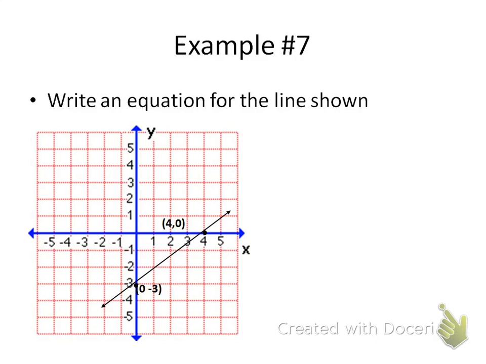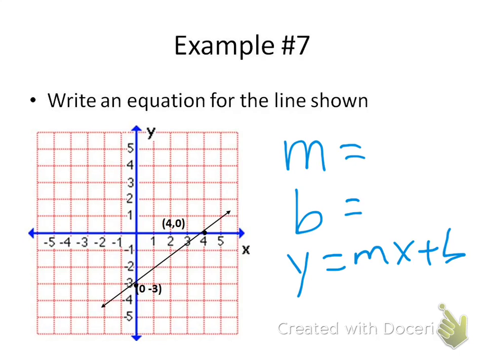On this one, we're basically doing the same process in reverse. So we are going to write the equation of the line shown. So we need to find the M and the B here. And then we're going to rewrite it, y equals mx plus b. So what is my M? Anyone remember how to find slope when you're given a graph?